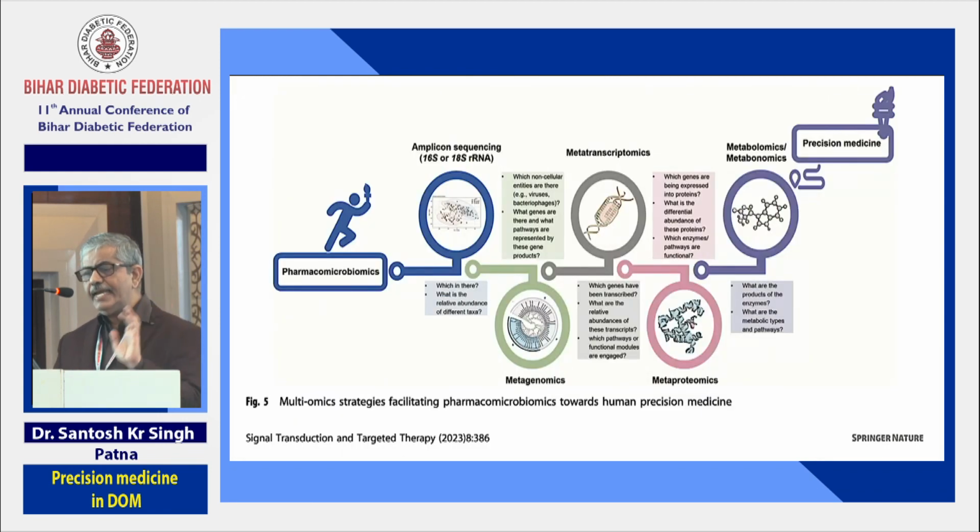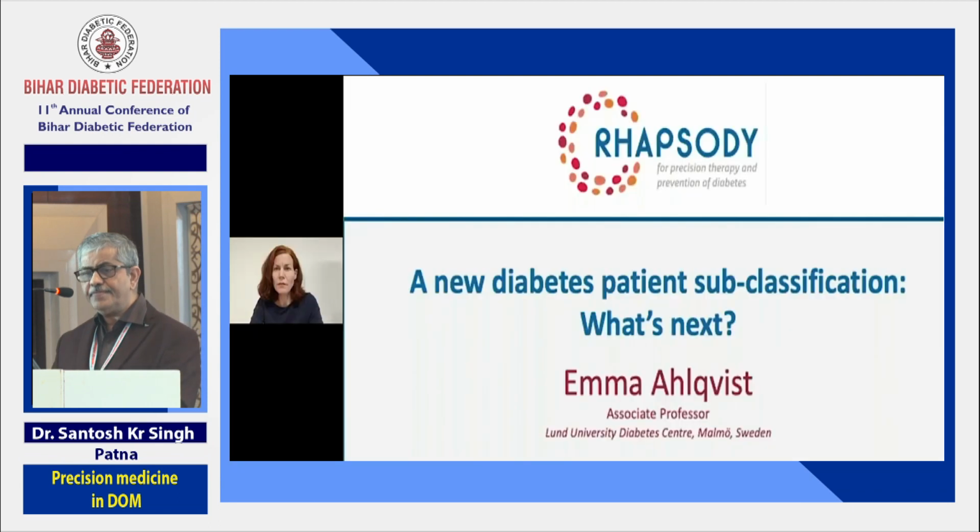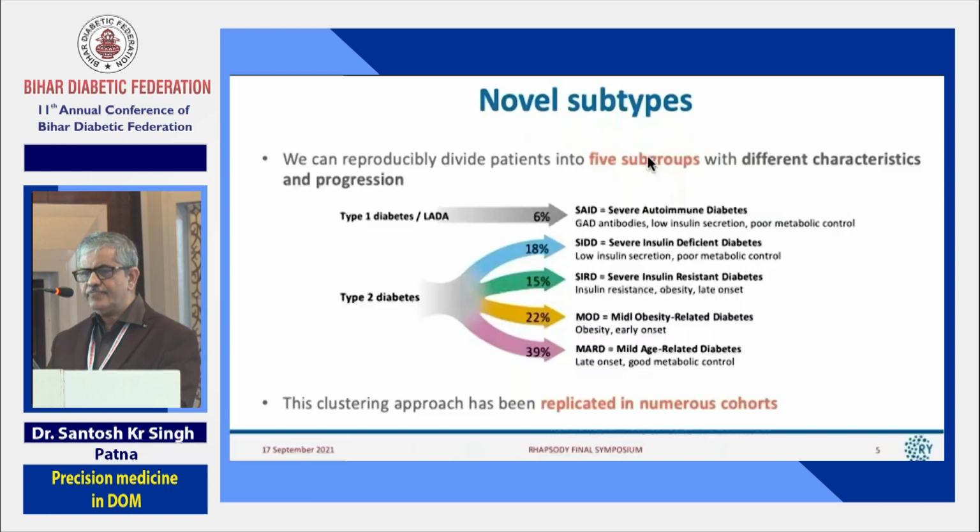So multi-omics, and that's the journey of different omics and patient management. Now we come to the concept which we started with, precision medicine. The clustering of diabetes was a very new thing which was proposed by the Ahlqvist group. These are the different types we are well aware of: severe autoimmune diabetes, severe insulin deficient diabetes, insulin resistant diabetes, and the baseline, the control, is mild obesity related diabetes and mild age related diabetes.